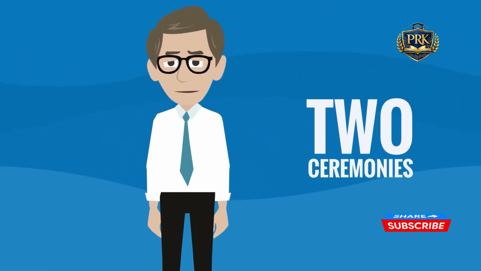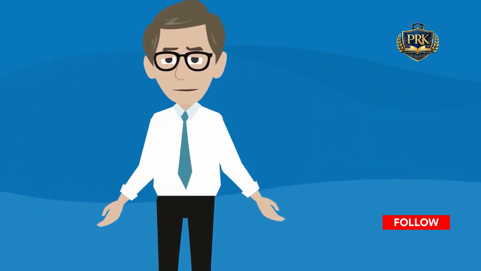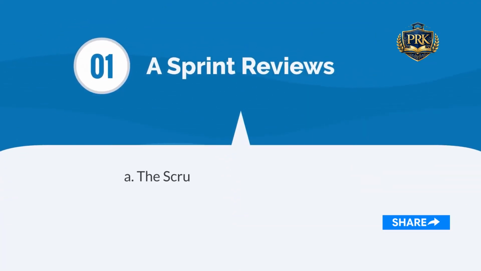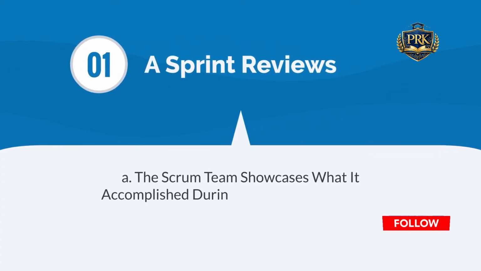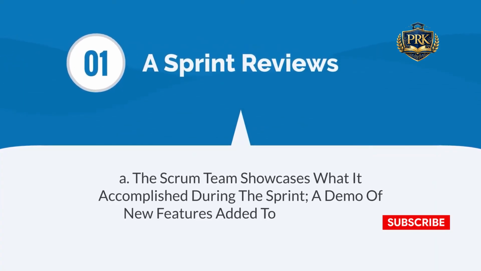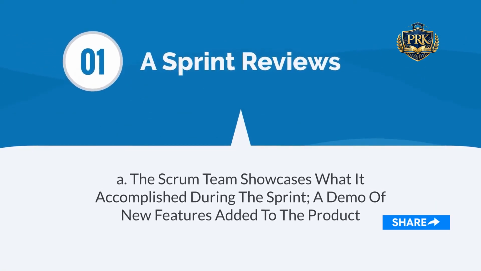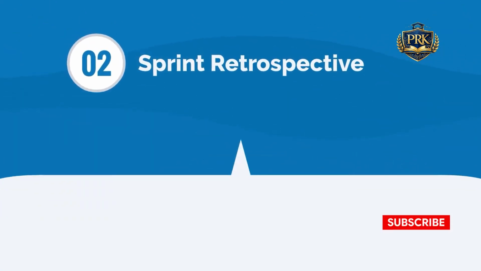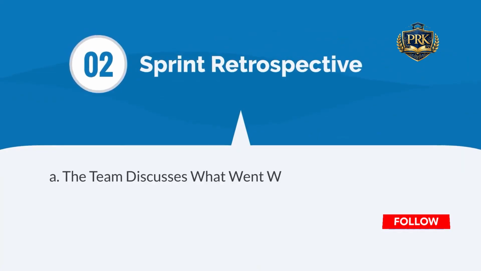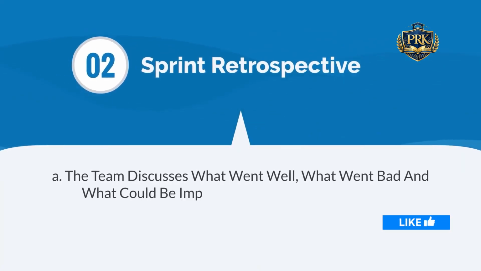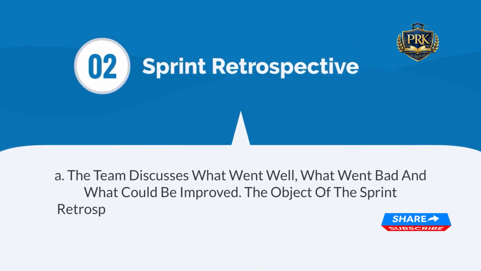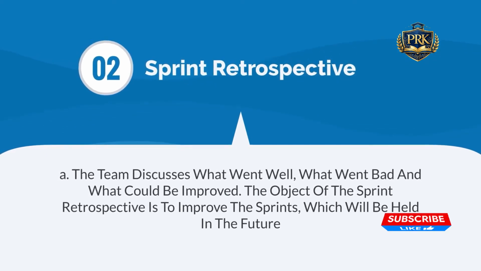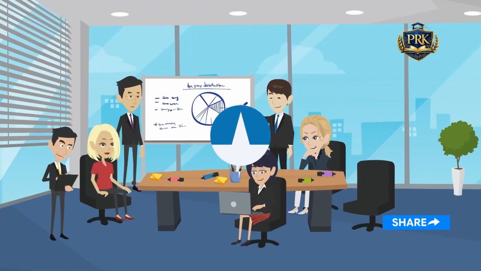There are 2 ceremonies that take place after a sprint. Number 1. A sprint review. The Scrum team showcases what it accomplished during the sprint, a demo of new features added to the product. Number 2. Sprint retrospective. The team discusses what went well, what went bad, and what could be improved. The object of the sprint retrospective is to improve the sprints which will be held in the future.